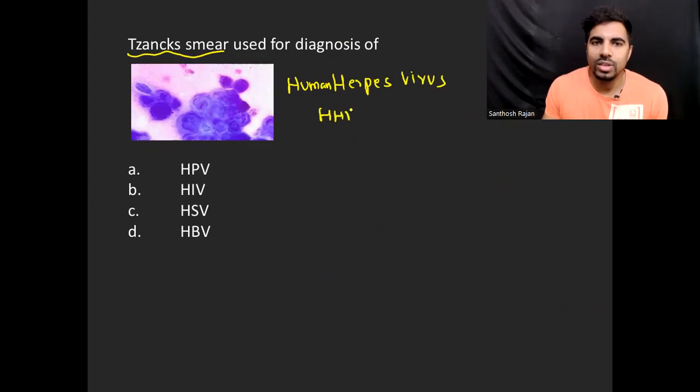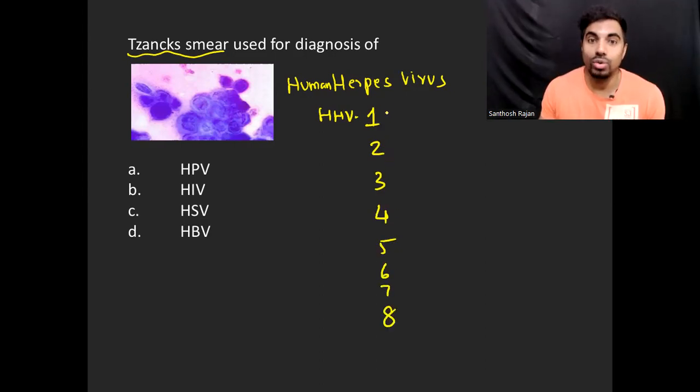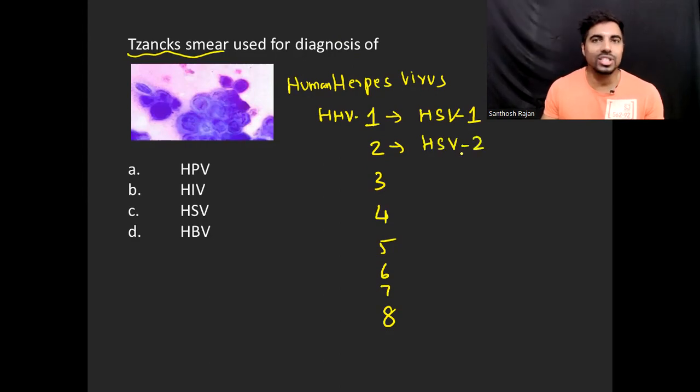HHV 1, 2, 3, 4, 5, 6, 7, 8, right? I'm going fast. You have to know this very well. HHV 1 is basically herpes simplex virus 1. Any lesion above the waist, HSV 1. Any vesicle, I'm talking about vesicle, below the waist, that is HSV 2. 1 done, 2 done. No confusion.